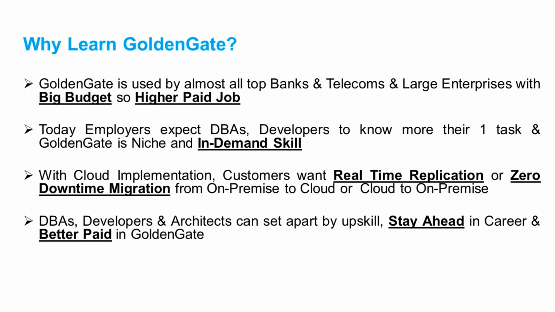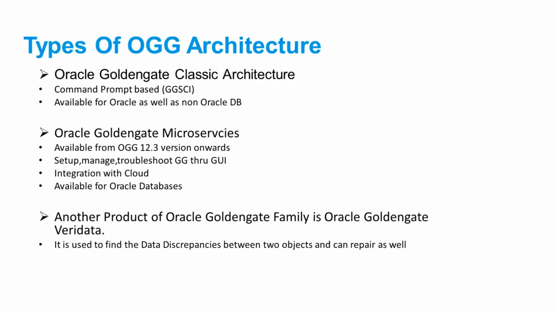So that was the introduction to Oracle Golden Gate. Now we'll discuss the different types of Oracle Golden Gate architecture. There are two types of architecture: Oracle Golden Gate classic architecture and Oracle Golden Gate microservices.